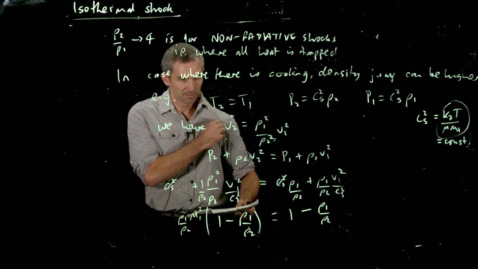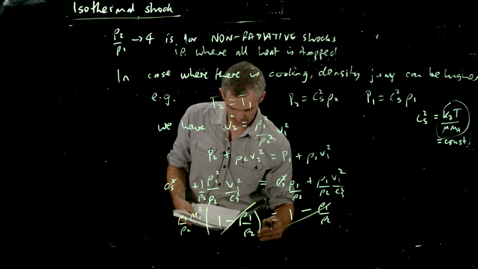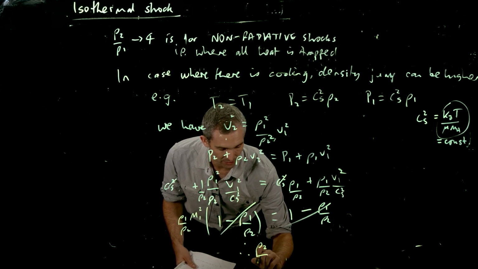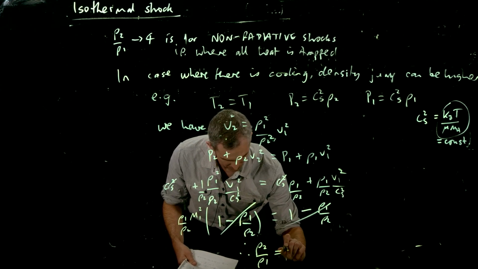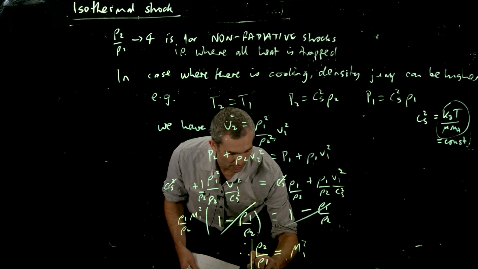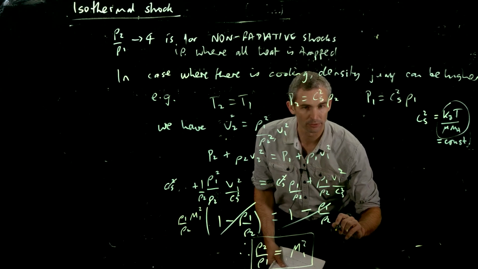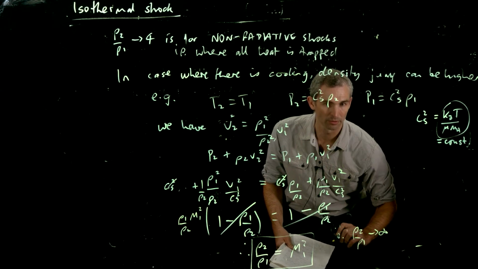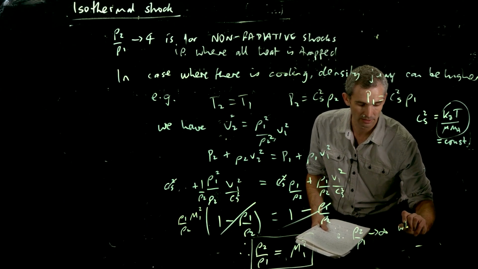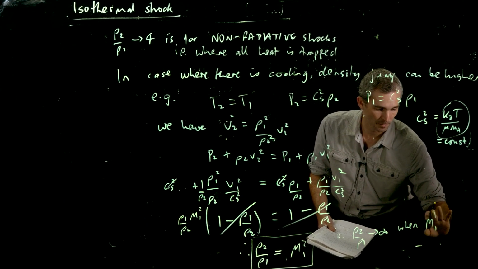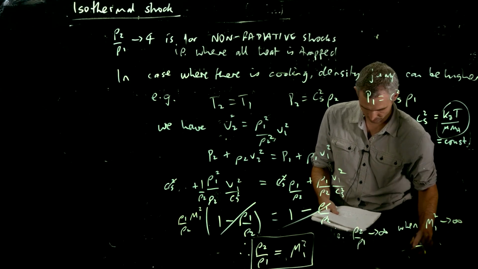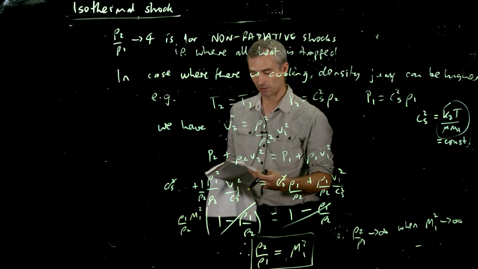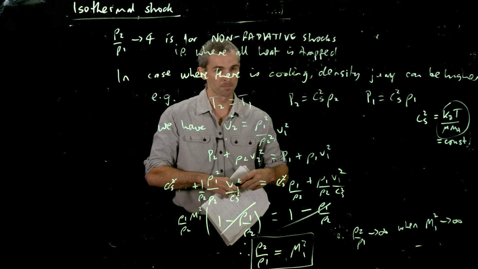Okay, and so it's the same game again. We can just cancel both sides of this, and we simply get that rho 2 on rho 1, in this case for an isothermal shock, is simply equal to the Mach number squared. So in other words, for an isothermal shock, rho 2 on rho 1 would go to infinity when the Mach number squared goes to infinity. All right, so you can have an infinite density contrast behind an isothermal shock.